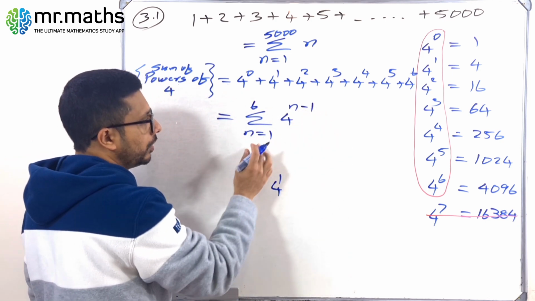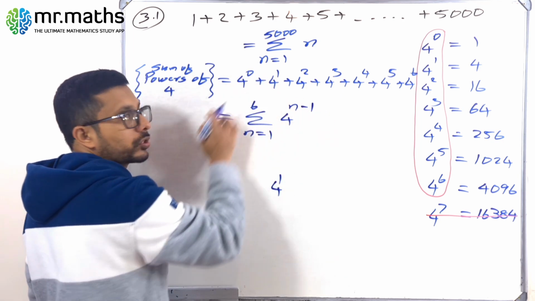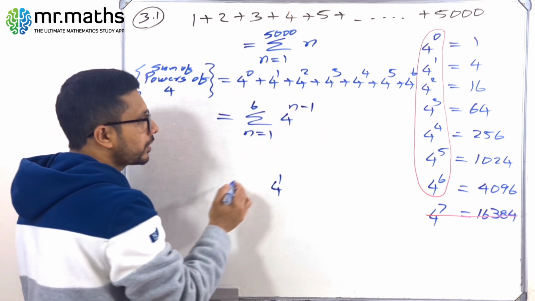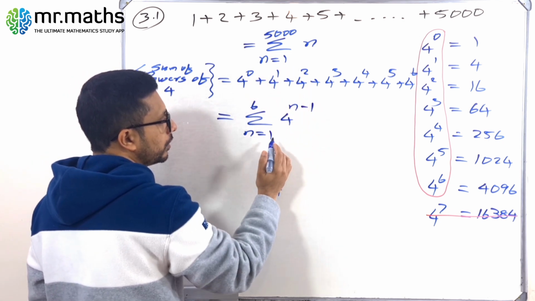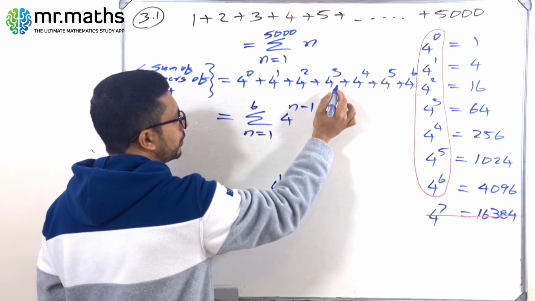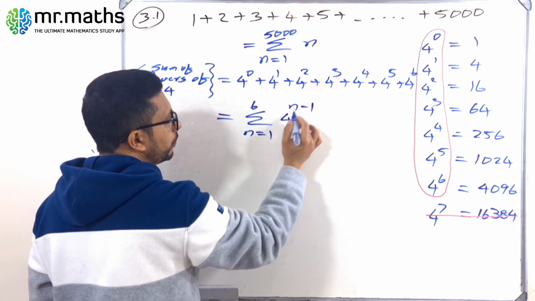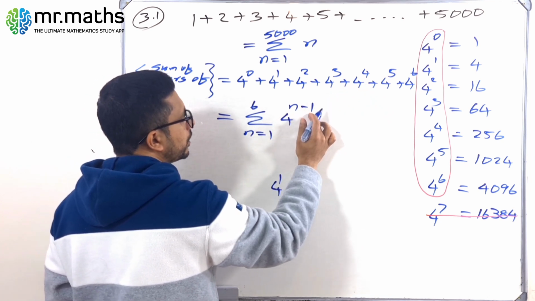So what is that one? First term is 1, 4 raised to 1 minus 1, that is 4 raised to 0. 1 minus 1 is 0, okay. Next, 2, 2 minus 1, that is 1. 3, 3 minus 1, 2. 4, 4 minus 1, 3. 5, 5 minus 1, 4. 6, 6 minus 1, 5.